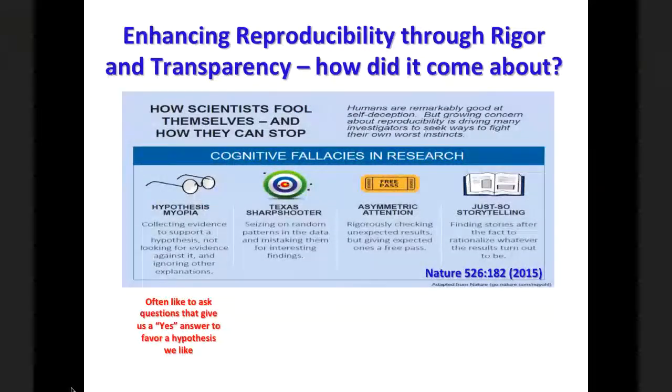And so how does this happen? How do you not manipulate? I don't want to use that word, but how do you fool yourself into thinking that all this data is totally legit? It's got to be right? And then, this was something I'd seen before, 2015. You have this hypothesis myopia: collecting evidence to support a hypothesis, not looking for evidence against it. People often like to ask the questions that give us the answer. Yep, this is what's going on, because it favors what we want to see.